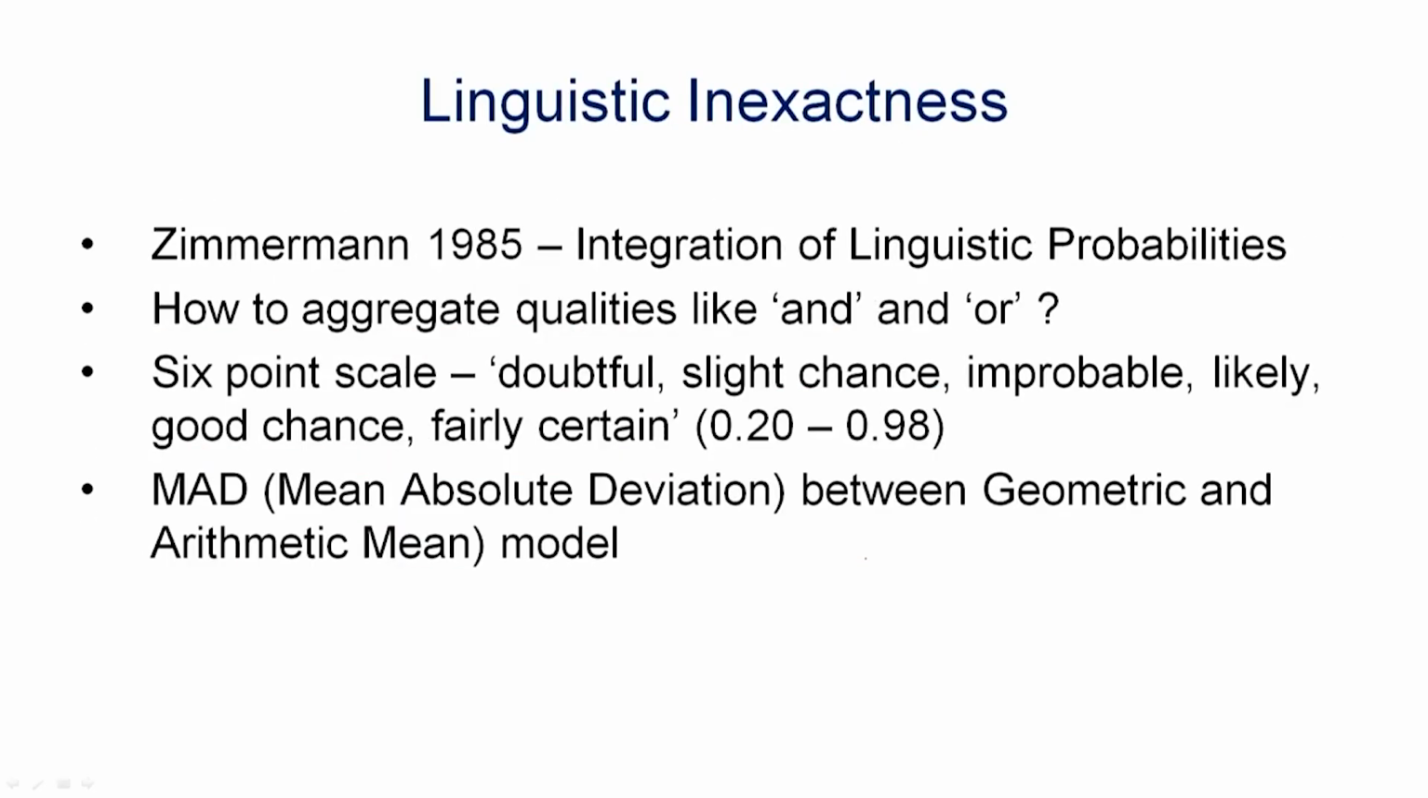Now, linguistic inexactness from the customer's point of view does affect the design. For example, how to aggregate qualities like and, or, etc. And we need to always put it in a 6-point Likert scale: doubtful, slight chance, improbable, likely, good chance, fairly certain, all these things. And then we also need to see the MAD, that is the mean absolute deviation between the geometric and arithmetic mean of the model.